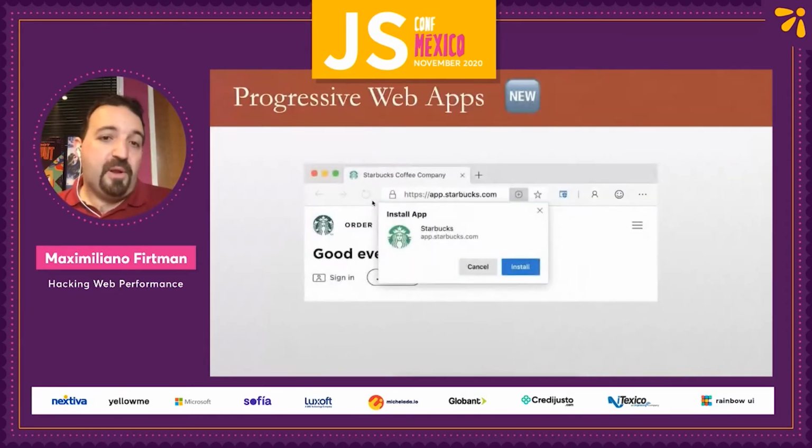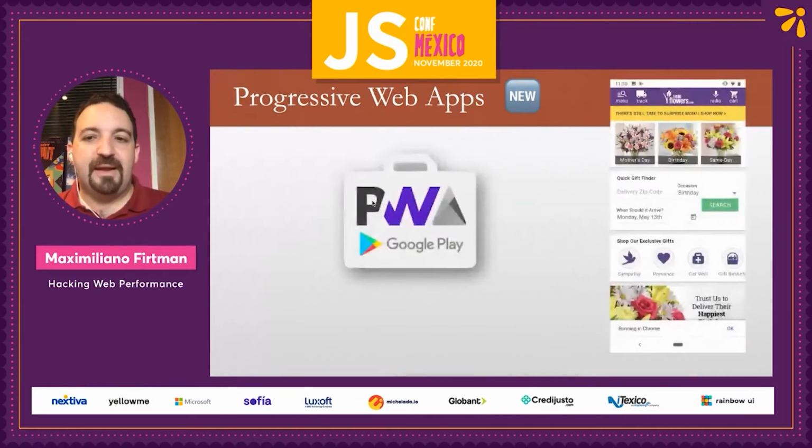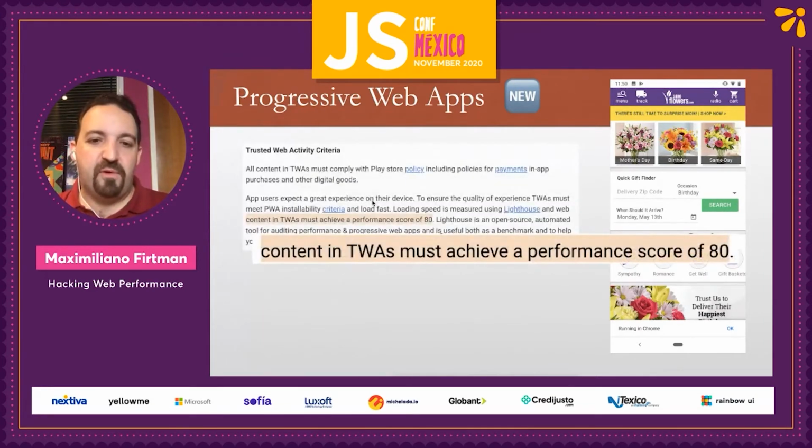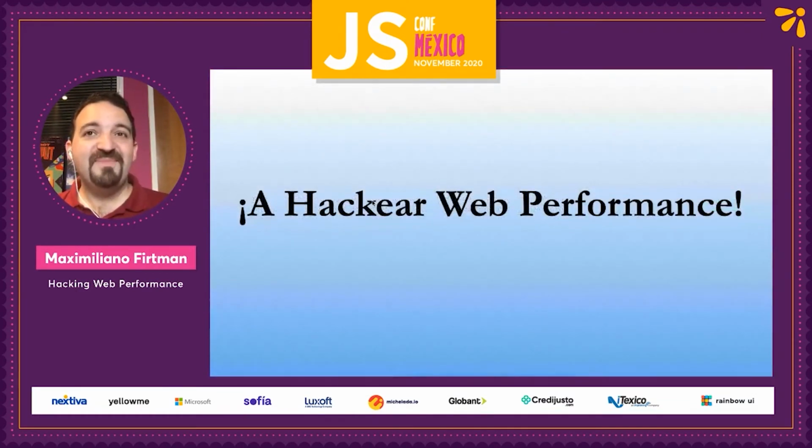Another topic, which is why performance is important, is progressive web apps. Those web apps that can be installed. Those can be in the store, in the Google Play Store. For example, 1-800-Flowers is in the store, and the official COVID-19 application from Panama called Panama COVID is in this store. But you need to have a minimum performance score of 80 in this testing app, which means that this is very important. We need to hack the web performance. We need to do even more.